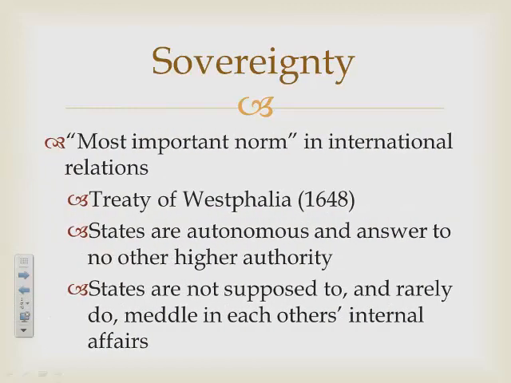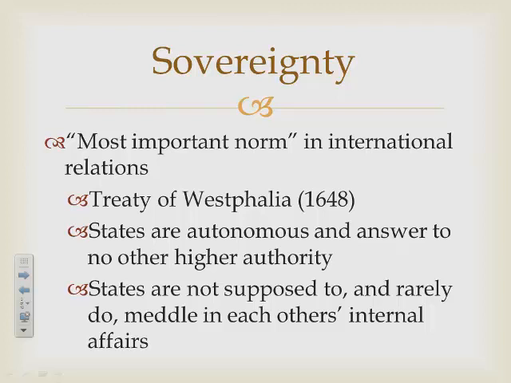Second very important concept is that of sovereignty. In fact, the authors of the textbook call sovereignty the most important norm in international relations. The idea of state sovereignty was solidified after the Treaty of Westphalia in 1648. That's the treaty that ended the 100 Years' War. And that was a war that was fought over kings' rights to decide the religion that they and their own subjects would follow within their own territory. And the Treaty of Westphalia gave them the right to decide that.